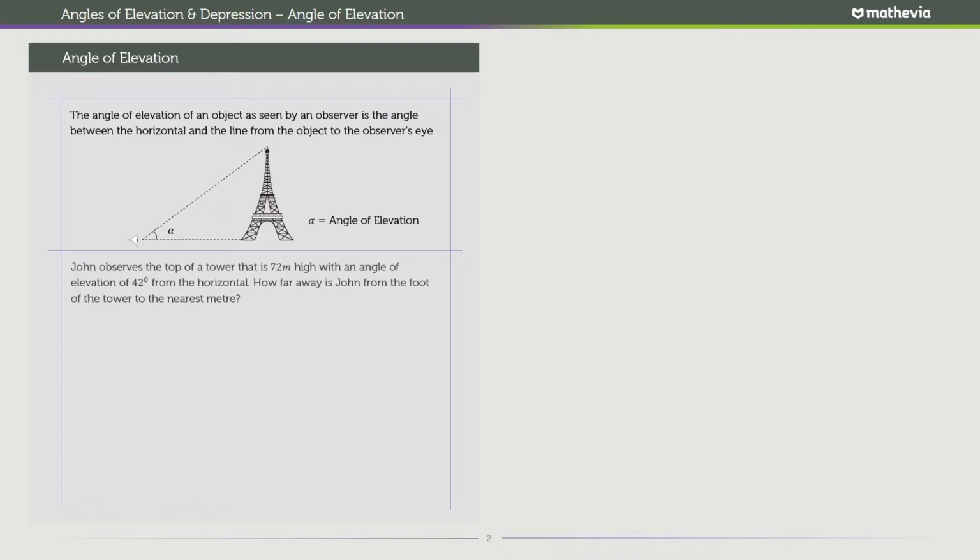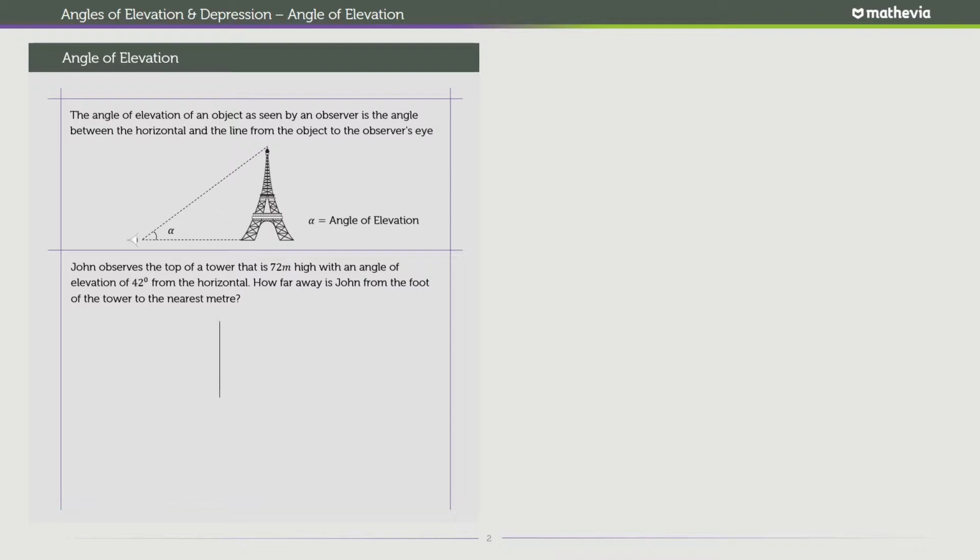And here's one of those examples, a very simple example. We have that John observed the top of a tower that's 72 meters high with an angle of elevation of 42 degrees from the horizontal. Now, how far away is John from the foot of the tower to the nearest meter?